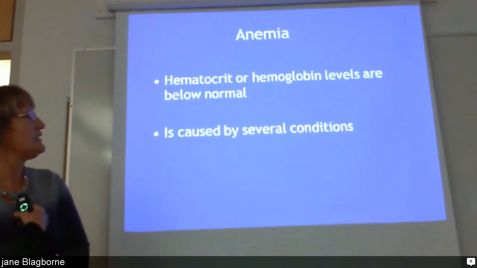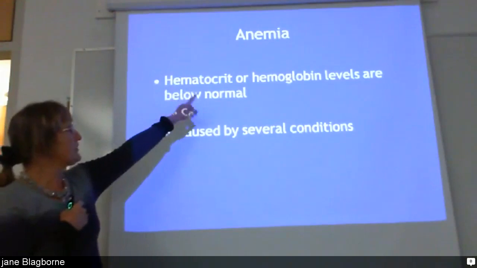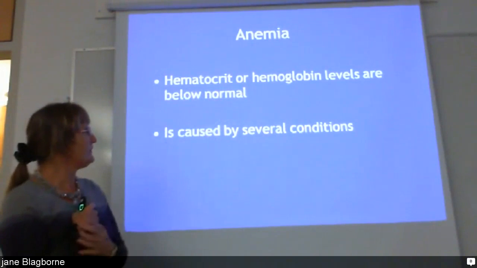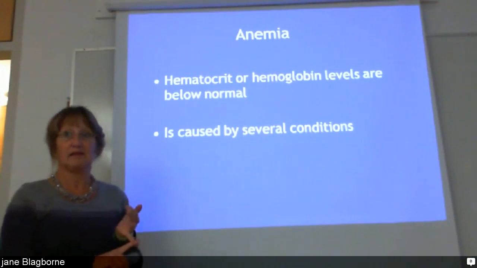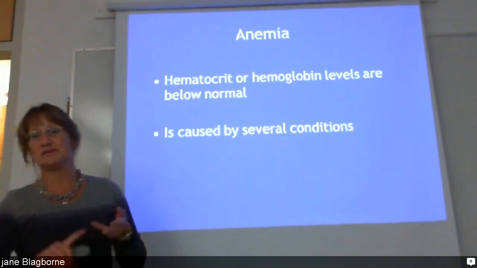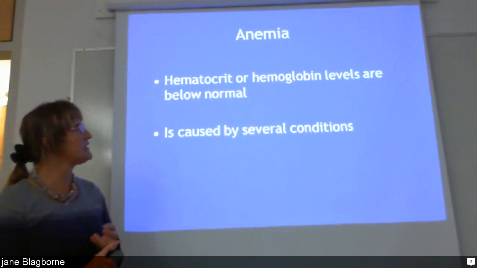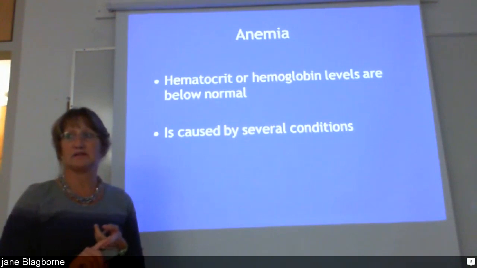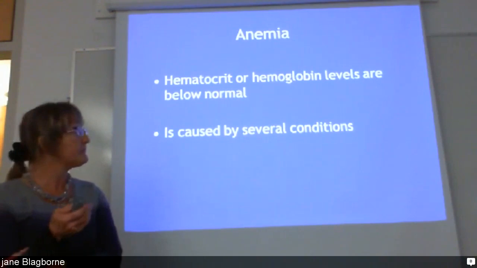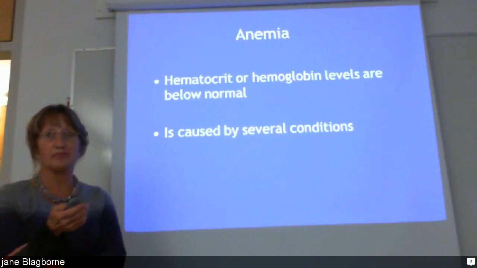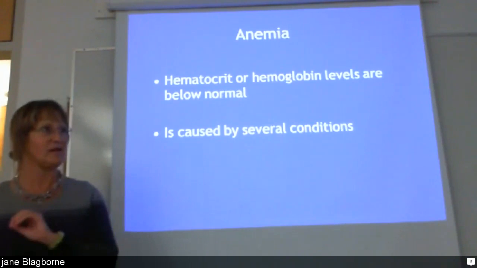Anemia. Well, we talked about anemia a little bit when I talked about bleeding, right? So the hematocrit or hemoglobin levels are below normal. And it's caused by lots of different conditions. It can be caused by bleeding. Women who have very heavy periods, postpartum when they've delivered their babies, and they've lost a lot of blood. It can also be caused from dietary problems, like not getting enough iron in your diet. Also, pernicious anemia is lack of B12, and you have to give the B12 so that the body can actually absorb iron.